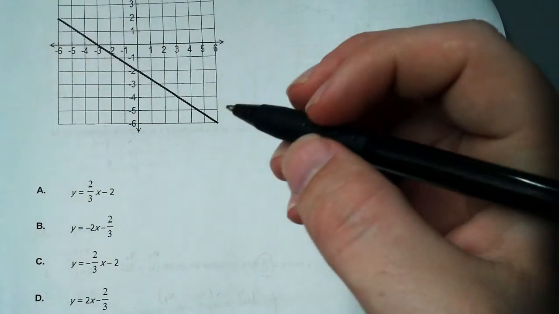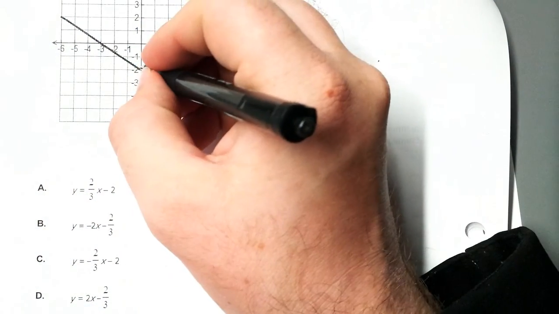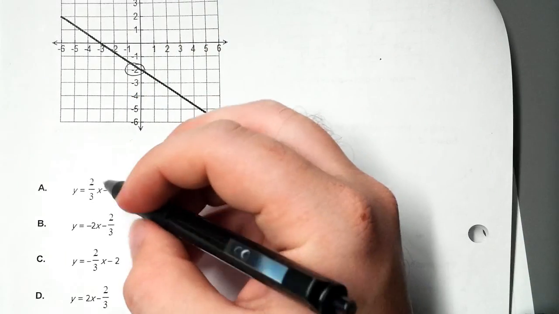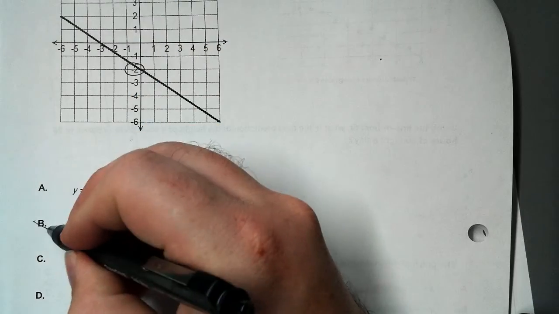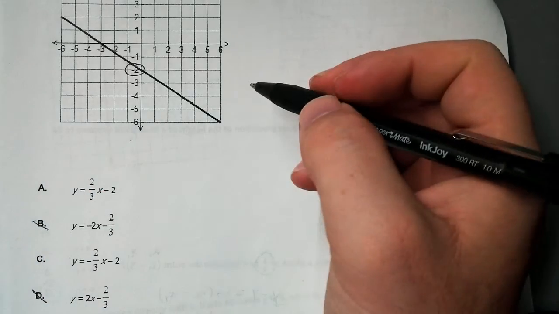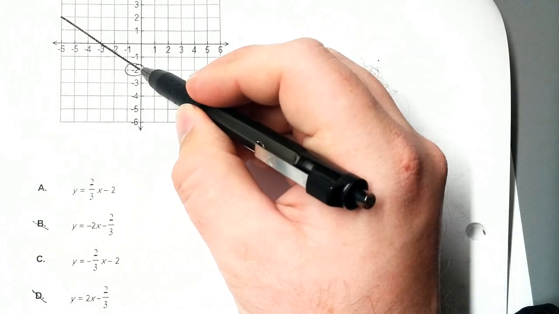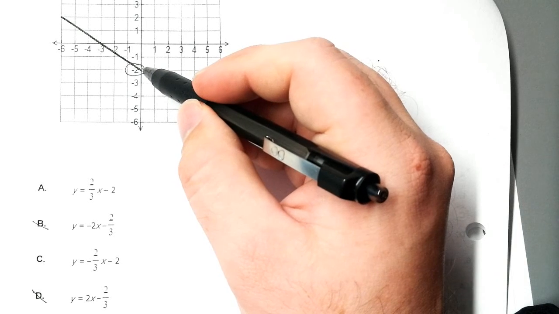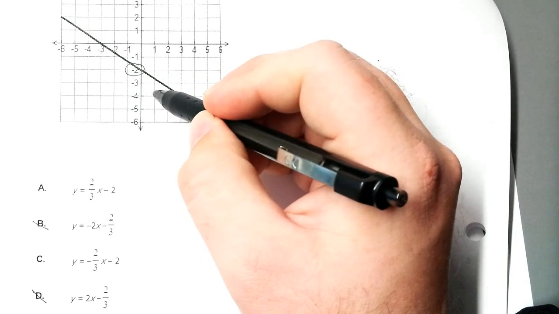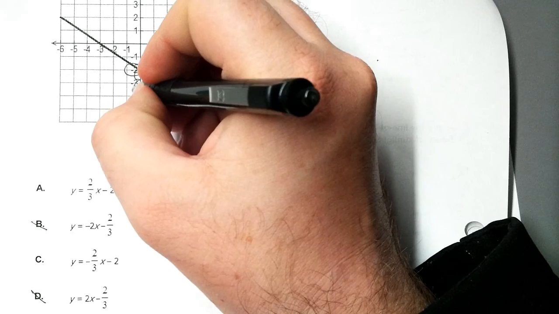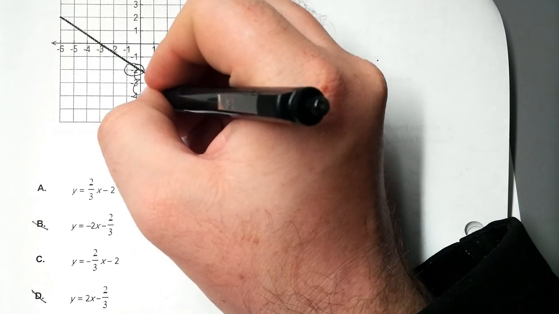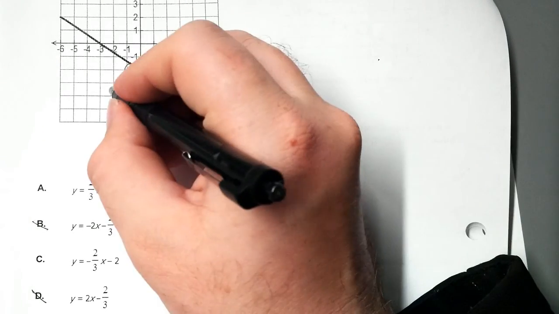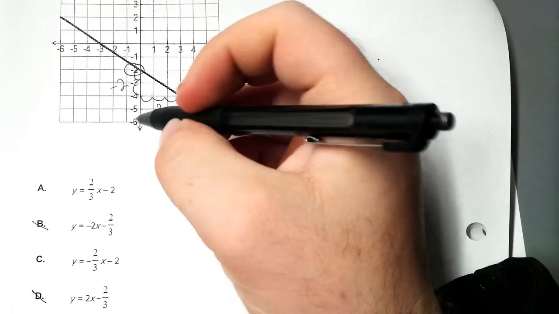Number 7 says, which equation represents this graph? Well, the first thing to look at on the graph is the y-intercept, so I know it crosses at -2, which means I can knock out B and I can knock out D. Now, for the slope, from here to the next point that it crosses, it goes down 1, 2, and over to this point over here, 1, 2, 3. So it's -2 over 3, which is going to be answer C.